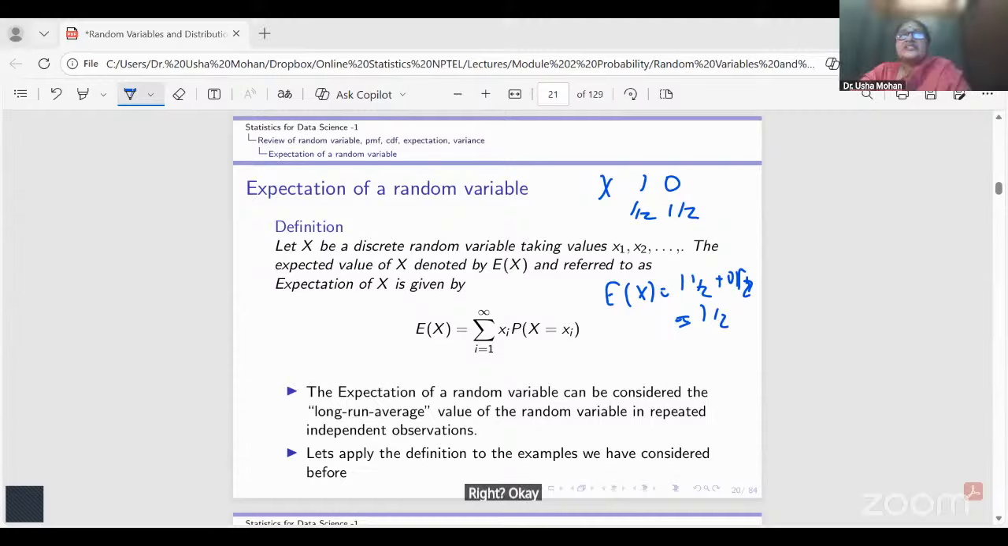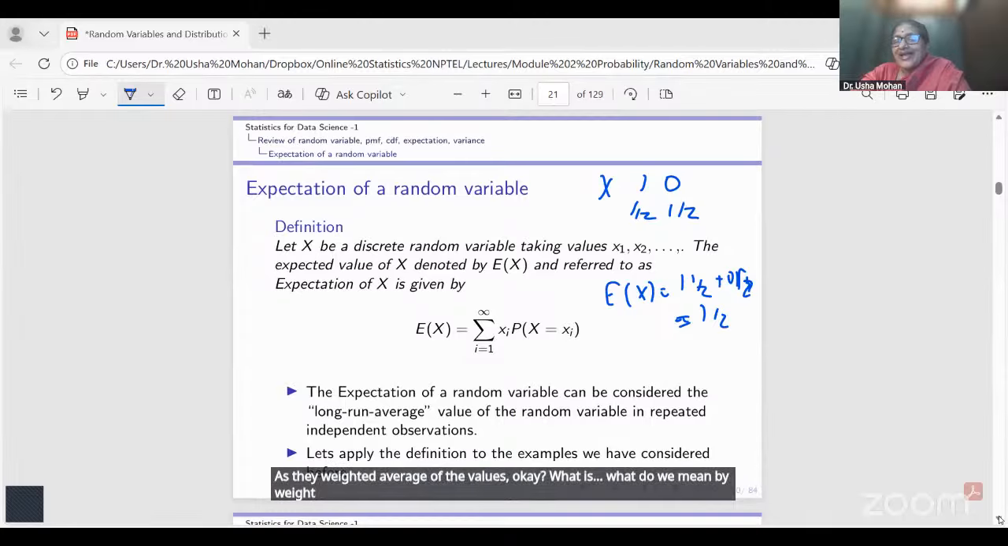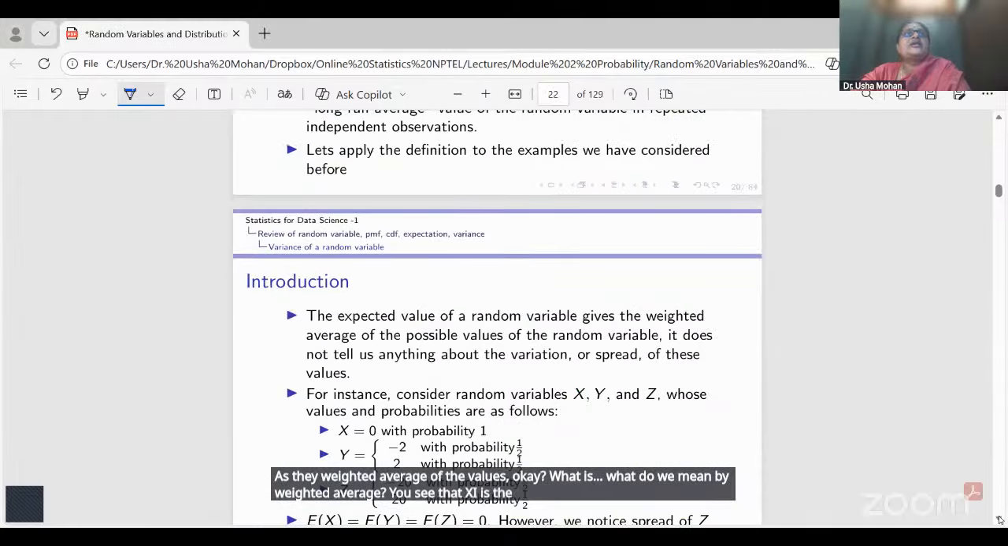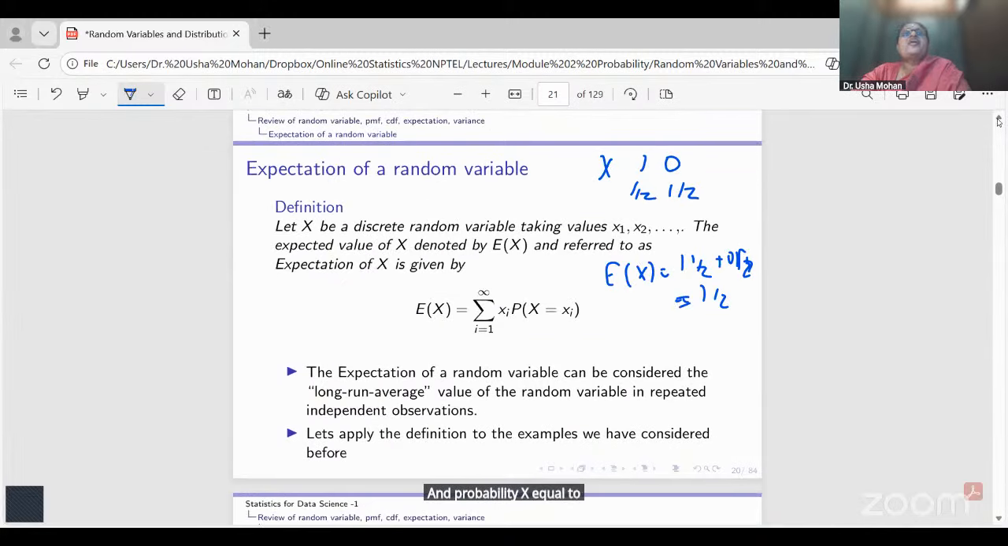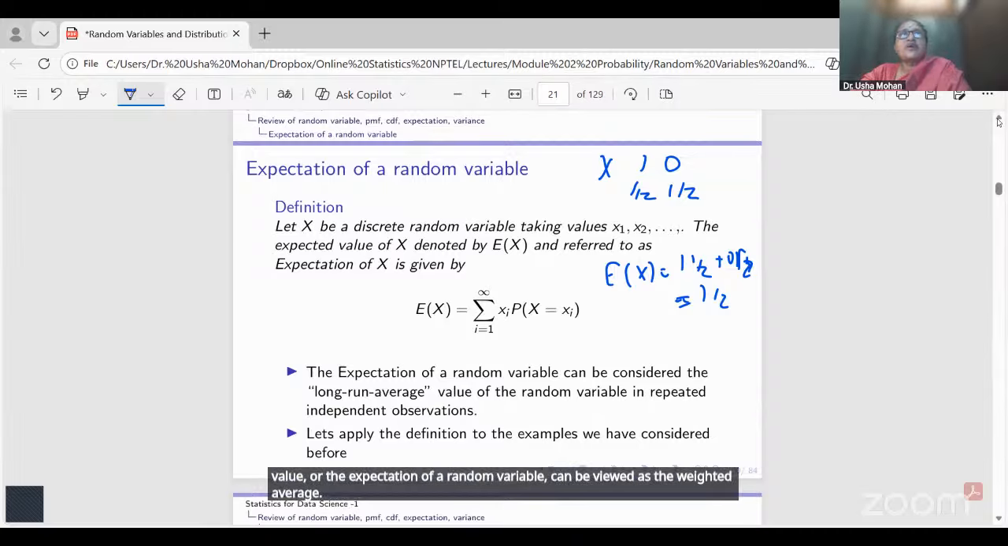Now, the expected value can also be viewed as the weighted average of the values. What do we mean by weighted average? Xi is the value the random variable is taking, and probability X equal to xi is the weight I assign to the value X equal to xi. So in other words, the expectation of a random variable can be viewed as the weighted average of the possible values.